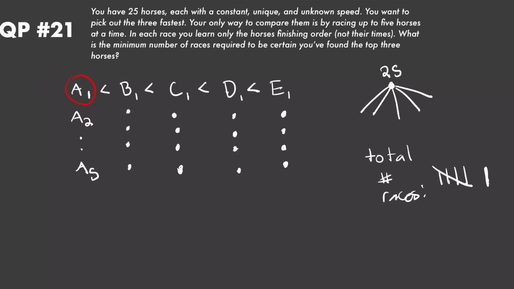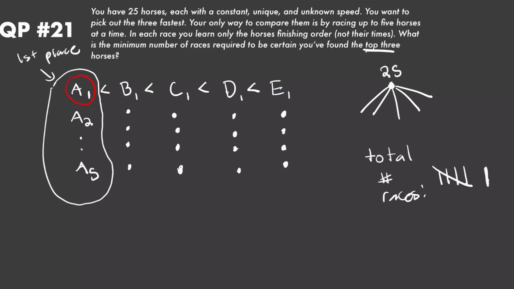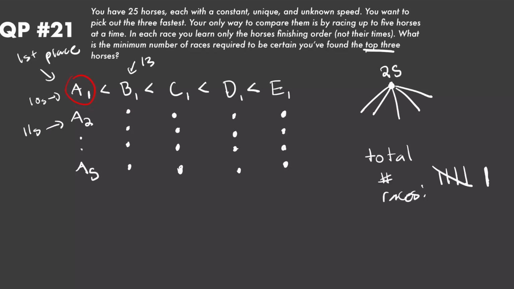And so A1's the fastest, but now the key thing is we have to find the top 3. So we need to find second and third place. A1 we know is definitely the first place horse, but how can we be sure about second place? Because what if everyone in A's heat just ran the race faster than everyone in B1's heat? What if second place is actually A2? For instance, this horse could have run the race in 10 seconds, the fastest, and this one could have run it in 11 seconds. B1 could have run it in 13 seconds, and that could have been faster than all the other horses in the race. And we don't know, just because all the fastest horses happen to be in the same heat.